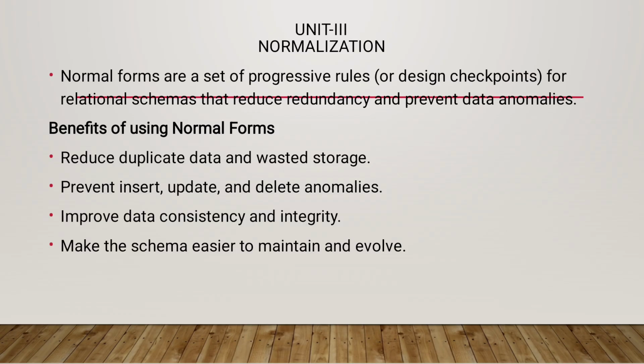Unit 3 Normalization. Normal forms are a set of progressive rules for a relational schema that reduce redundancy and prevent data anomalies. That is, the process of organizing the data and attributes of a database. It is performed to reduce data redundancy in a database and to ensure that data is stored logically.